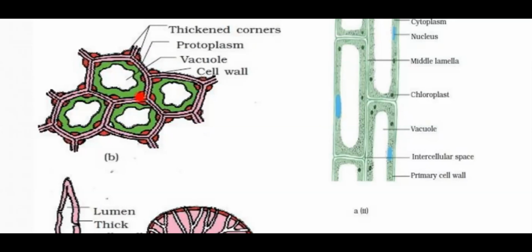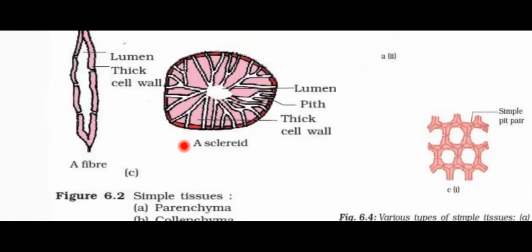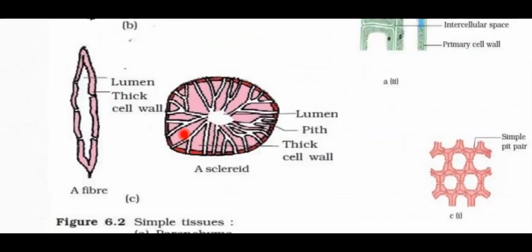And another important thing is they provide mechanical support to the plant body, particularly in the young stages. So this is about the parenchyma. Next we have this sclerenchyma. In sclerenchyma we have two types, that is called as fiber and sclereids. You can see the diagram, fiber and sclereids.